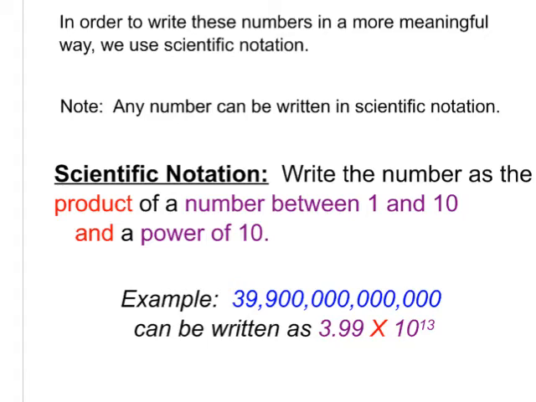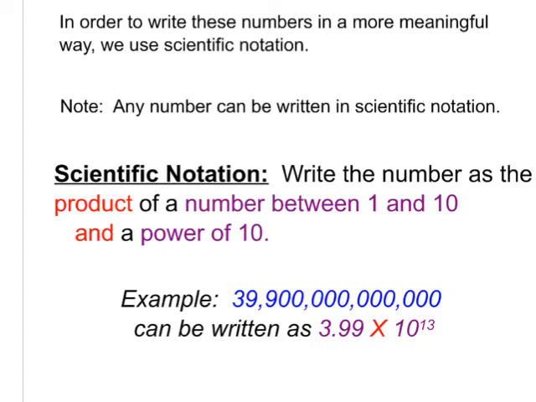We can create a much more meaningful representation by using scientific notation. Any number can be written in scientific notation, regardless of the number. And we write the number basically as the product of two numbers, the product of a number between 1 and 10 and a power of 10. That means we're going to multiply one number that is between 1 and 10 by a number that is a power of 10, 10 to the something power.